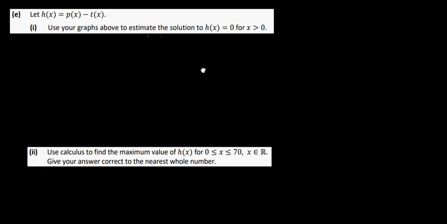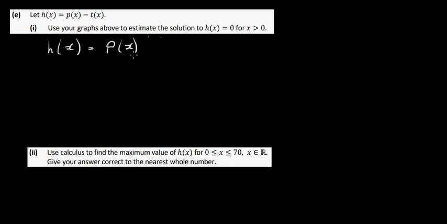Okay, so let's look at part E then. In part E, we're told that h of x is equal to p of x minus t of x. So it's a new function h of x now that we're going to look at. Use your graph above to estimate the solution to h of x equal to 0.